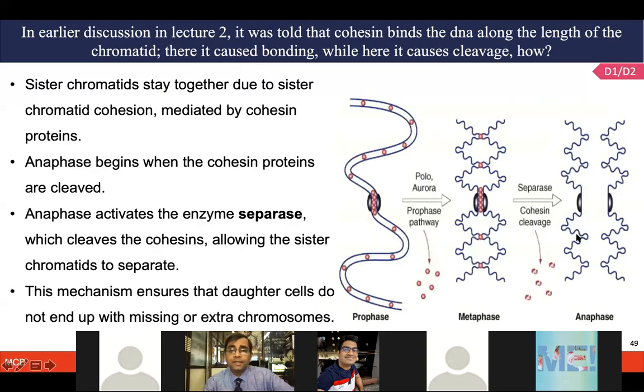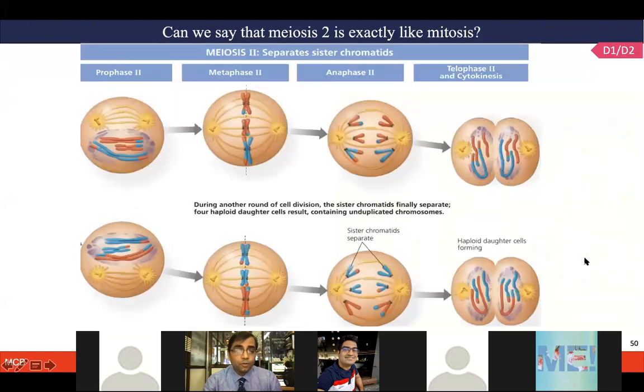In earlier discussions in lecture 2, it was said that cohesin binds the DNA along the length of the chromatids. There it caused bonding, while here it causes cleavage. Of course, cohesin is going to keep the chromatids together. But there is another set of enzymes, part of these complexes, the enzyme separase, that cleaves the cohesin, and then the chromatids can be released in anaphase. So this was a much bigger complex, and many proteins are involved even in the cohesin complex.